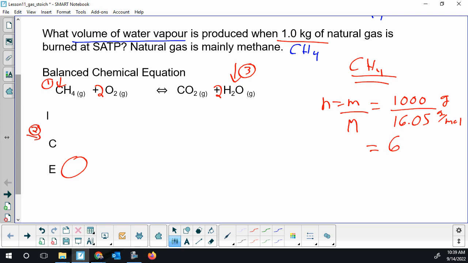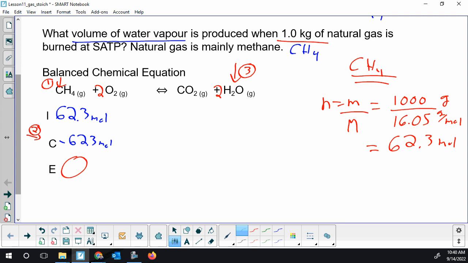So I get 62.3. I'm going to keep one extra digit to show on the board. You'd keep all the digits in your calculator. So we have 62.3 moles. Our original data had 2 sig figs, so I'll be rounding to 2 sig figs at the very end. Okay, so we're going to assume all of that 62.3 moles reacts away.